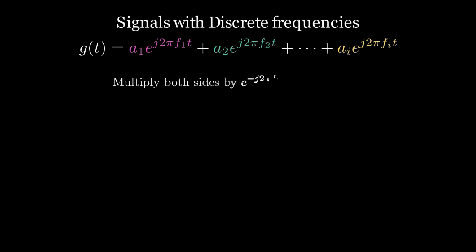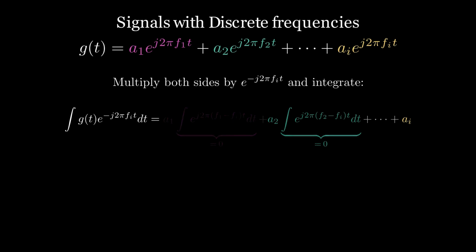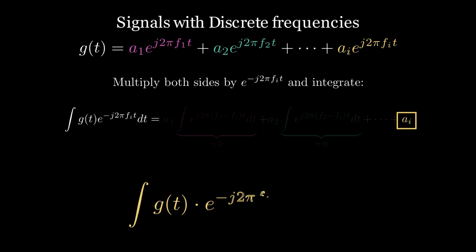Suppose we have a discrete signal made of several frequencies. To isolate just one specific coefficient, a sub i, we multiply the entire signal by e to the power of minus j2πf sub i t and integrate. Because the basis functions are orthogonal, every cross term completely vanishes, leaving only the amplitude a sub i behind.